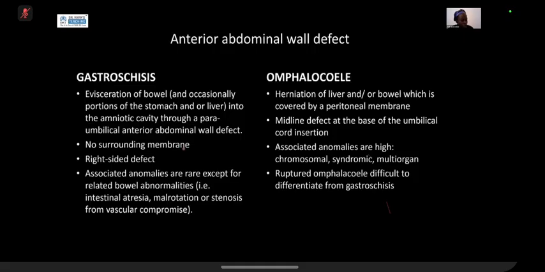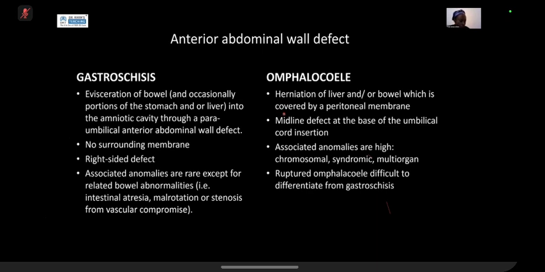But there are associated anomalies, primarily with omphalocele, that we have to consider, because they tend to be associated with abnormal chromosomal conditions or syndromic conditions, and you can get multiple organs being affected, like kidneys, cardiac, etc. Whereas with gastroschisis, abnormalities are rare, but if they do occur, they mainly affect the bowel, because the bowel is the primary organ that herniates. So you'll get intestinal atresias. You can often get malrotation with both conditions, or you might get some stenosis of the bowel because you've had vascular compromise and areas of necrosis.